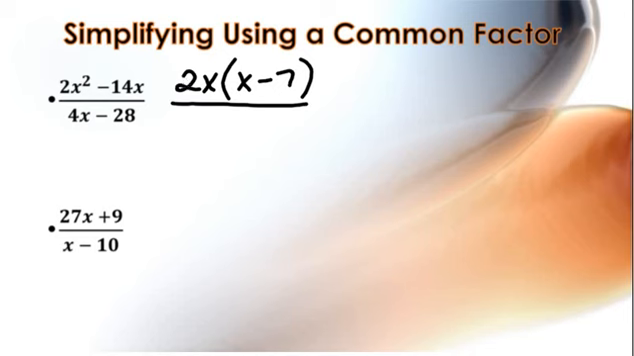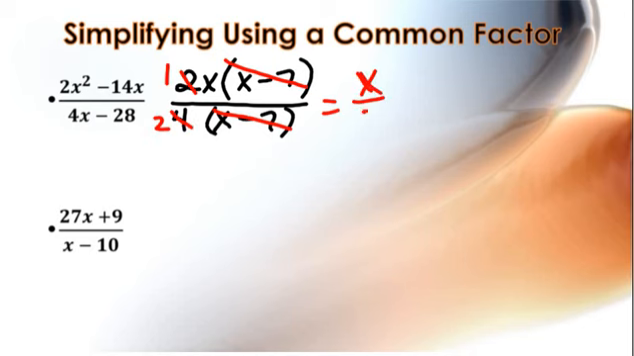And then the denominator, I can divide the 4 out. That leaves me with x, because 4x divided by 4 is x, minus 28 divided by 4 is 7. And I look to see what's in common with the numerator and denominator. X minus 7s are in common. And then I can divide a 2 here, divide a 2 here. So I'm left with x over 2.